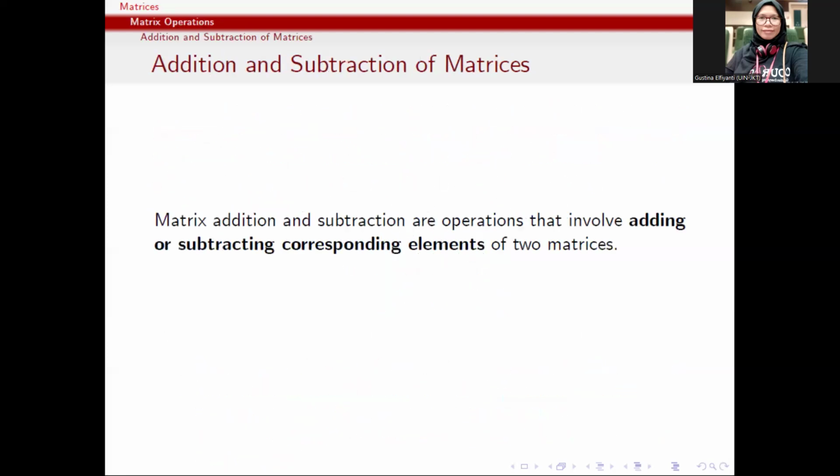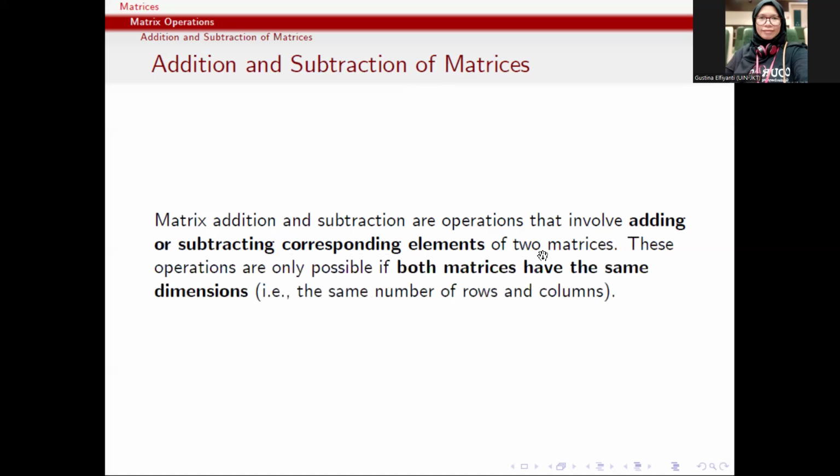Now we continue to the addition and subtraction of matrices. Matrix addition and subtraction are operations that involve adding or subtracting corresponding elements of 2 matrices. These operations are only possible if both matrices have the same dimensions, meaning the same number of rows and columns.